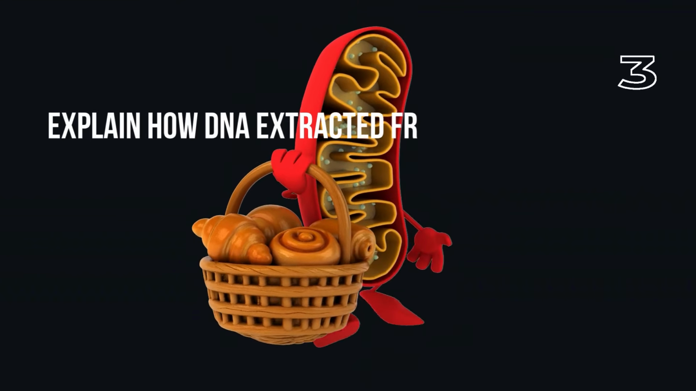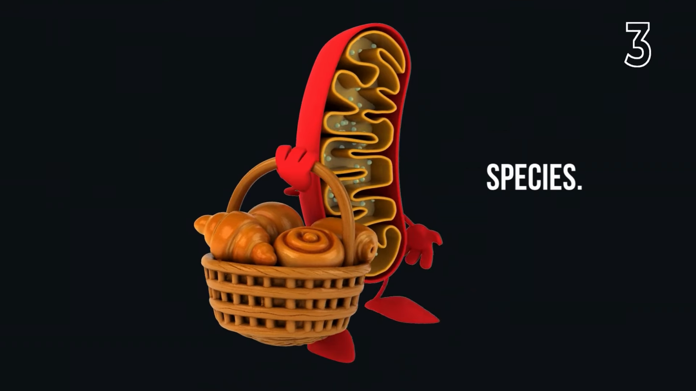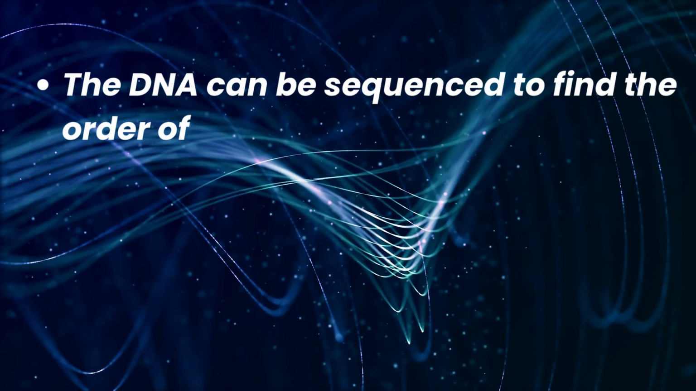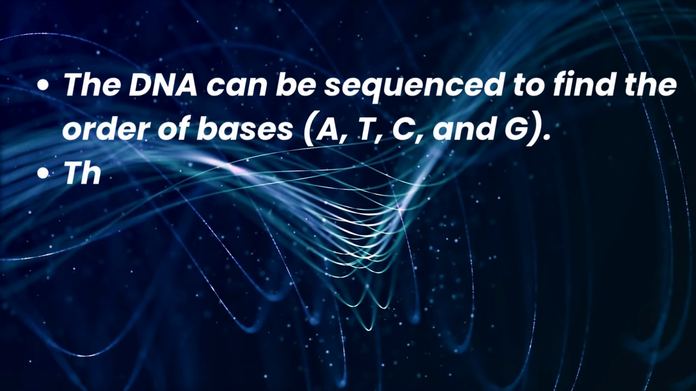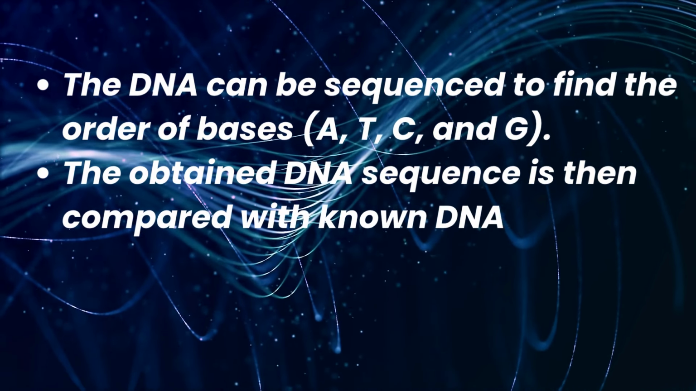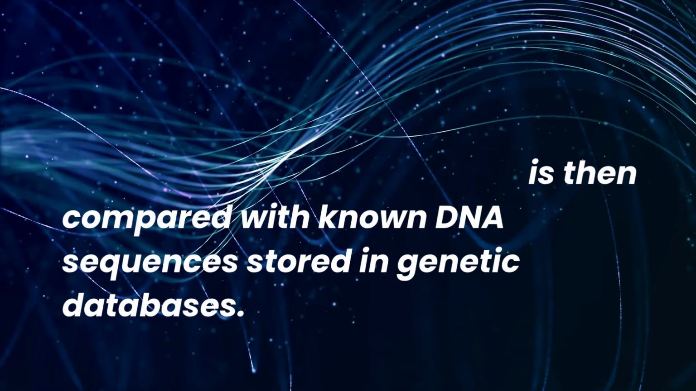Explain how DNA extracted from an organism can be used to identify different species. The DNA can be sequenced to find the order of bases, A, T, C, and G. The obtained DNA sequence is then compared with known DNA sequences stored in genetic databases.